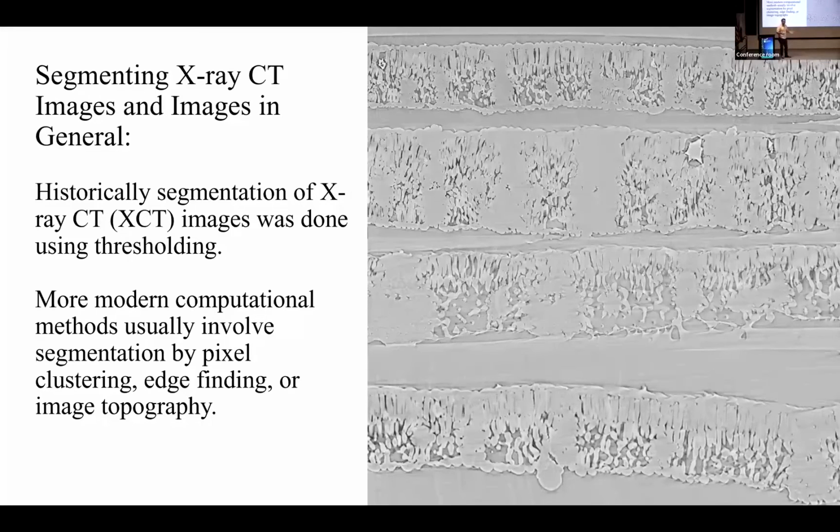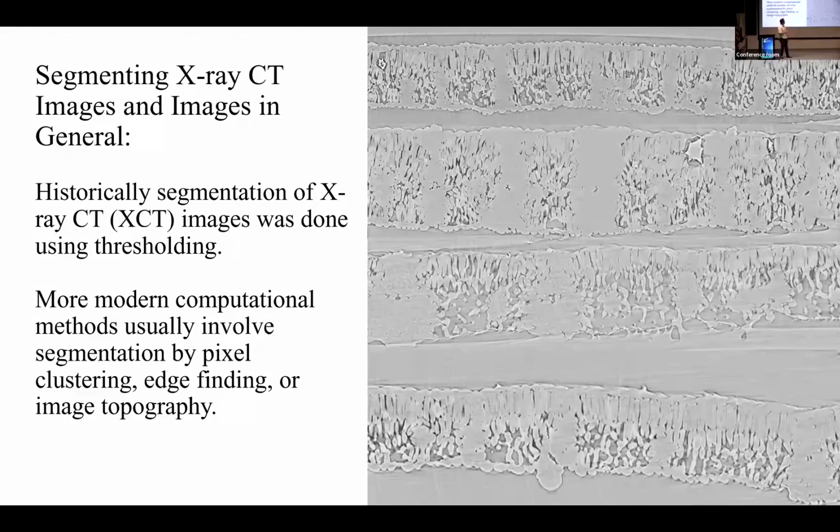So these are X-ray CT cross-sections of plant leaves. My collaborators want to separate the upper epidermis from the lower epidermis. They maybe want to separate a vein, which is right here, from the bundle sheath extension. And you obviously can't do this with thresholding. Watershed segmentation and other methods like that won't work.